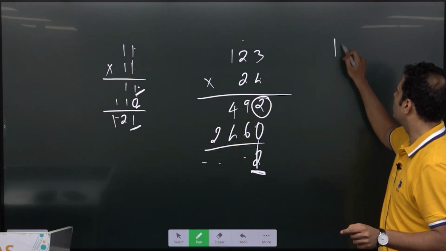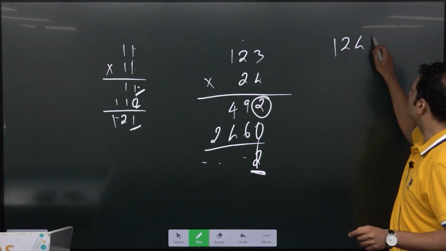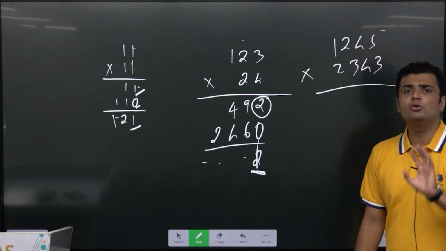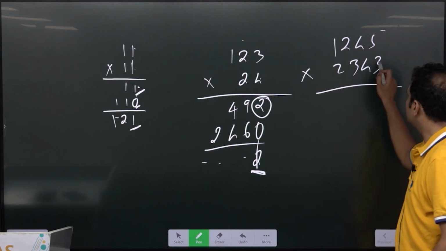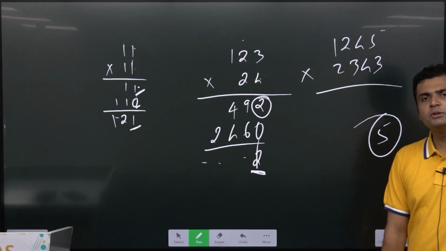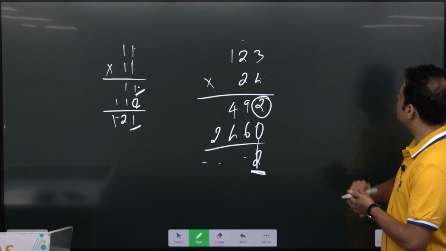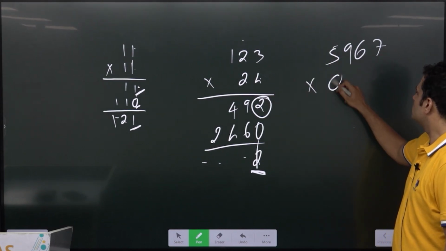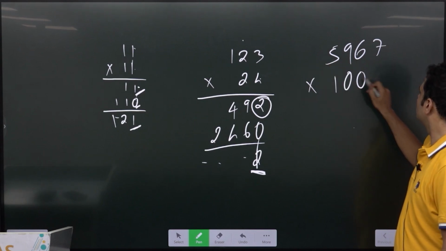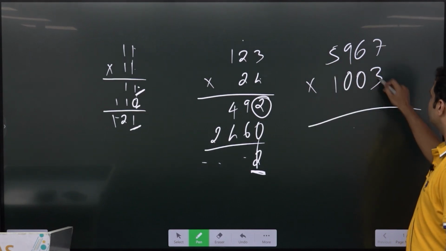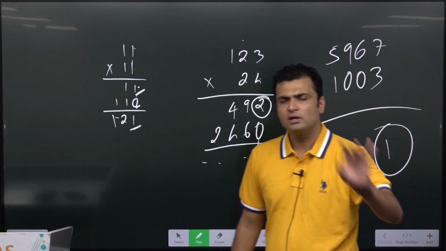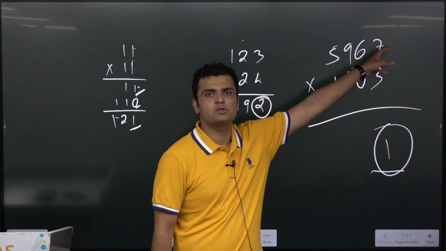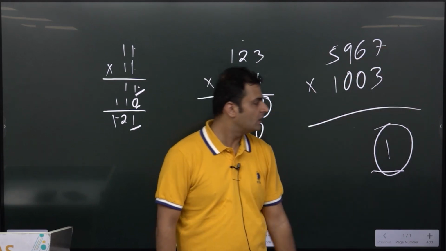You can take any example: 1, 2, 4, 5 into 2, 3, 4, 3. And I just want to find out the units place of this. I'm not interested in other digits. So it will be just 5 into 3, 15. 5 would be the units place. Any other examples we can take? 5, 9, 6, 7 into 1, 0, 0, 3. What would be the units place? 7 3s are 21. 1 would be the units place. Other digits will differ, but if I just talk about the units place, that would be just the product of the units place digits.